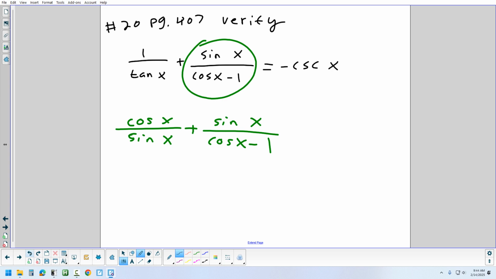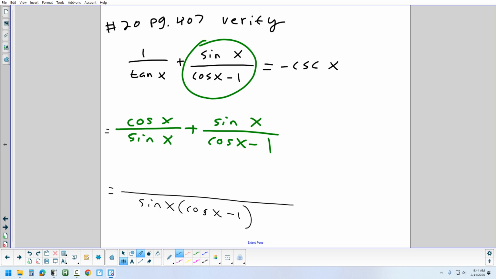I don't know. Let's try a common denominator and see what happens. So the common denominator is sine times cosine minus 1. Let me write that a little nicer. Sine times cosine minus 1.